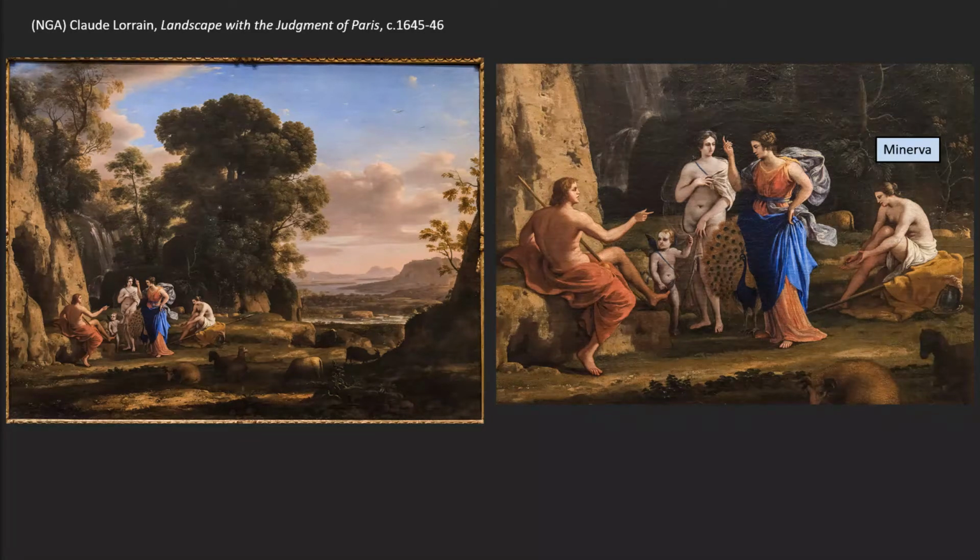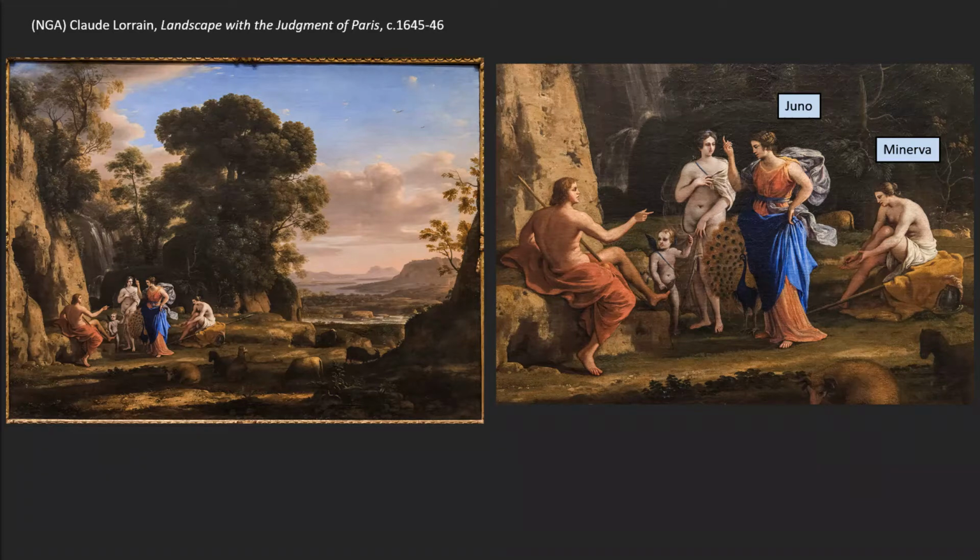And so Minerva is the goddess of wisdom. She's also the goddess of warfare. And she promises that if he chooses her, he will be victorious in battle. And we know this is Minerva because she's got a spear and a helmet next to her, right? Those are her attributes.